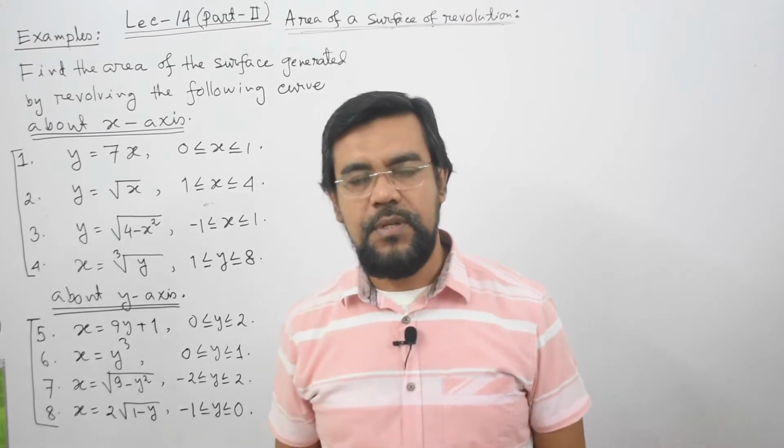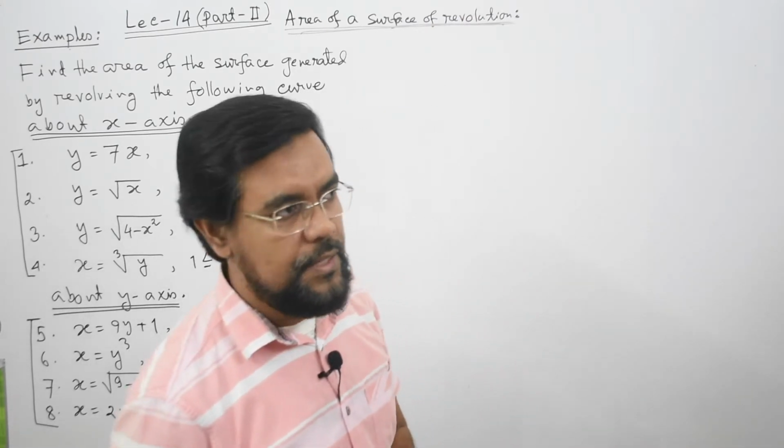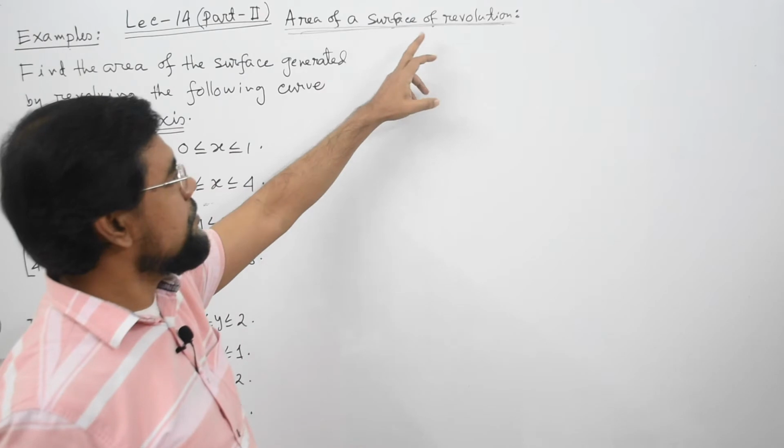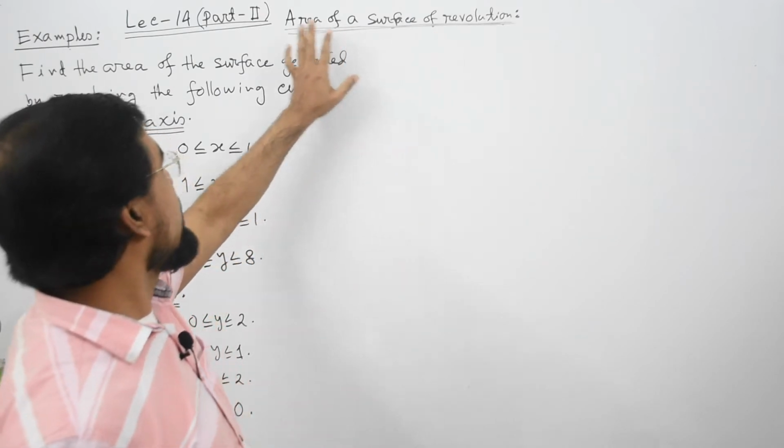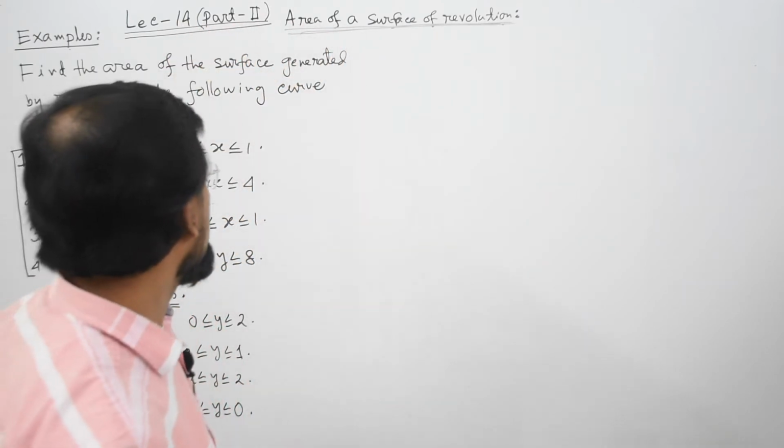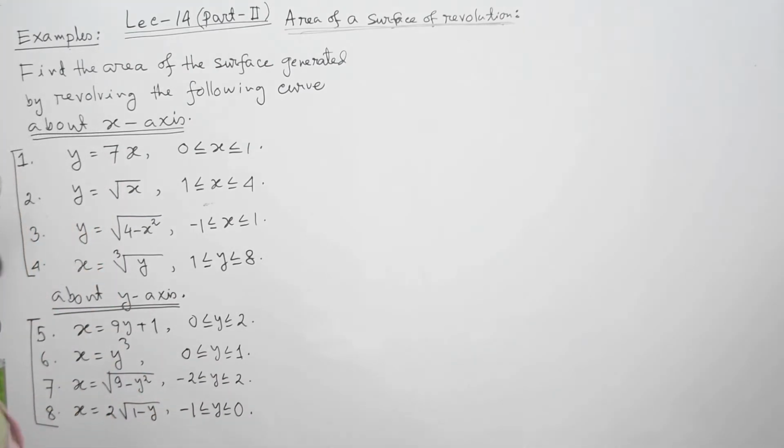So dear students, welcome back, and the topic is again area of a surface of revolution. In part 2 of this lecture we want to solve 8 problems. Problems 1 to 4 are related to our formula 1 and problems 5 to 8 are related to our formula 2. Formula 2 I mean about y-axis, integrating with respect to y, and formula 1 I mean about x-axis, it means integrating with respect to x.